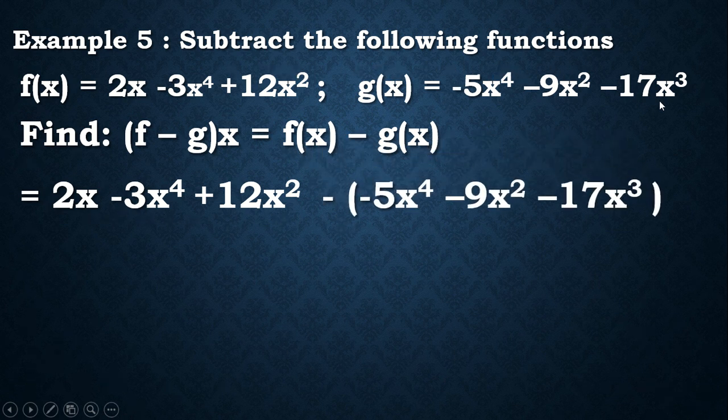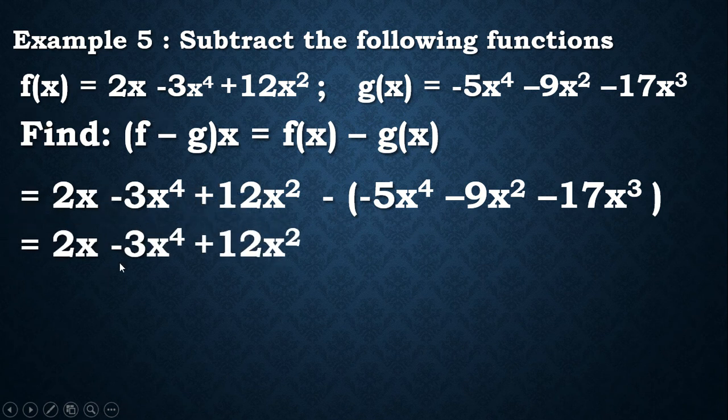And then the g of x, we have to enclose it in a parenthesis so that we can emphasize the operation of subtraction. G of x is equal to negative 5x to the fourth minus 9x squared minus 17x cubed. And then we have to multiply this. But before that, copy the f of x: 2x minus 3x to the fourth plus 12x squared.